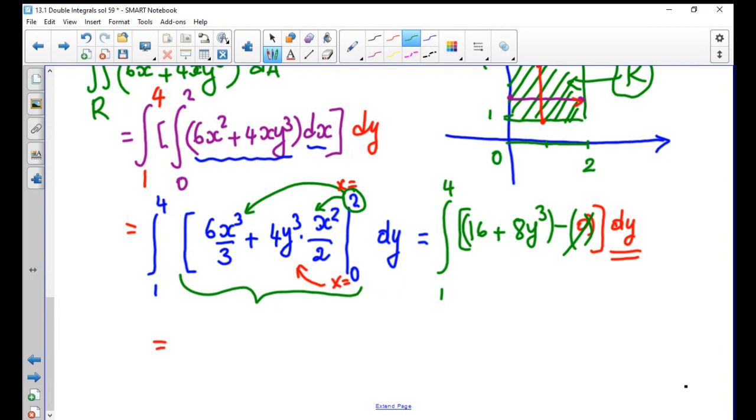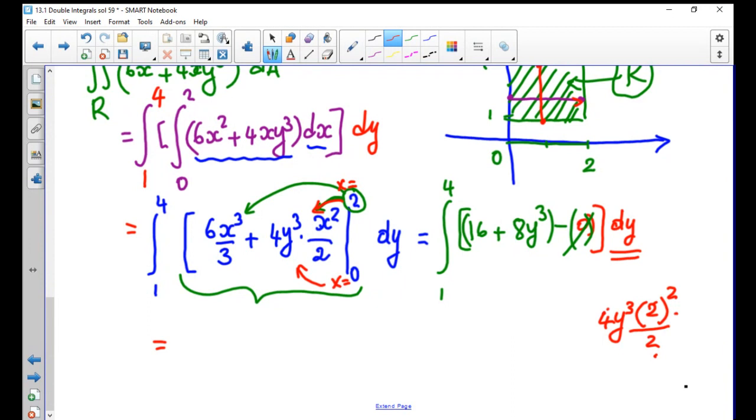8y cubed, substitute x equal 2 here. Take x equal 2 and substitute it here. So you will have 4y cubed 2 squared divided by 2. So it's 4 times 4, 16, divided by 2 is 8. So you will get 8y cubed.